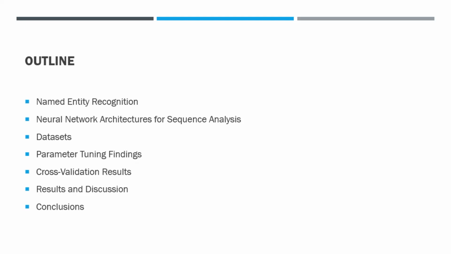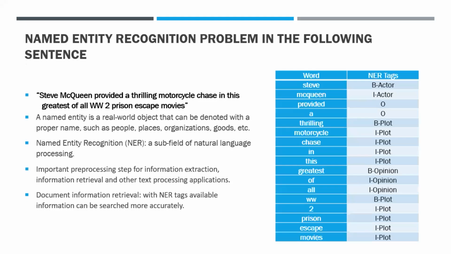Next, we'll examine the parameter tuning findings, so that we were able to fine-tune our model on one of the data sets. And then I'll show the cross-validation results that we obtained on both of these data sets, and we'll compare different architectures and different types of LSTM cell performance. And finally, I'll show some results, and we'll have a discussion and conclusions.